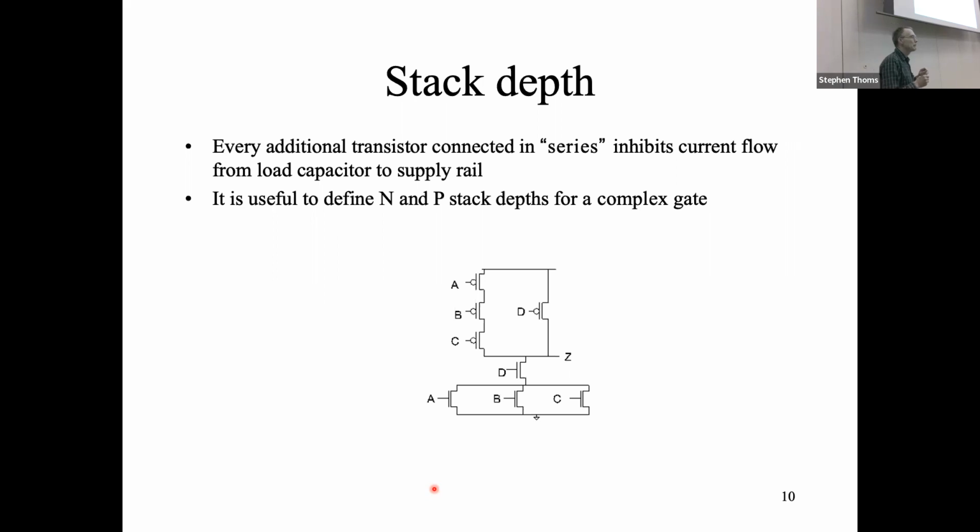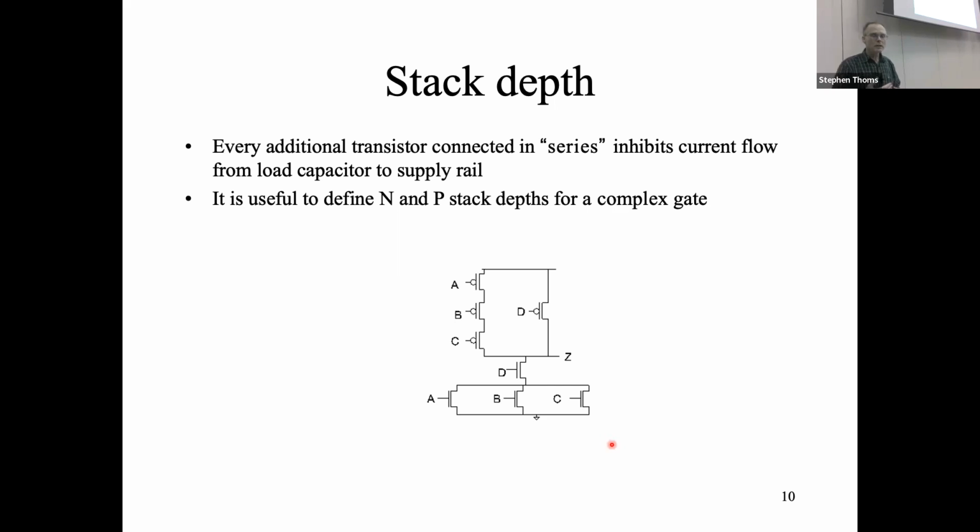What we want to start thinking about is transistor sizing for these gates. And before we jump into sizing, we want to start thinking about stack depth. So if you've got a series of transistors in series, as I've shown here, so this is one of the circuits we saw earlier, that inhibits current flow. So if you've got two transistors in series, you've got twice the impedance, essentially.